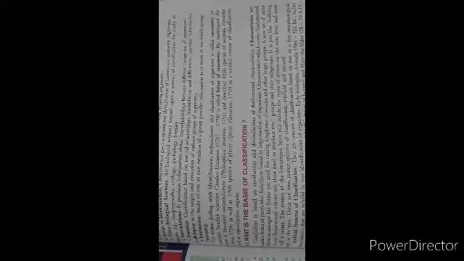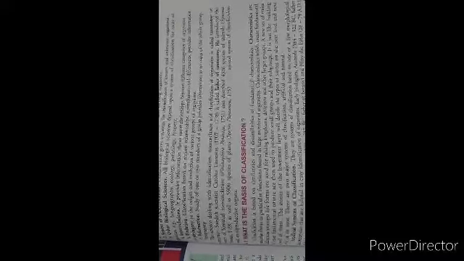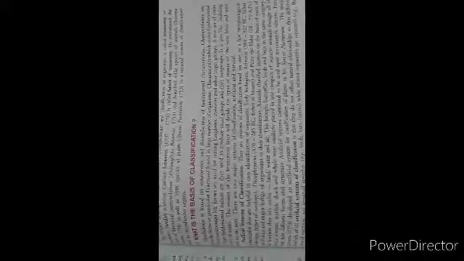Then we have taxonomy. It is a science which deals with identification, nomenclature and classification of organisms. Identification means to identify the organism. Nomenclature means to give names to the unnamed organisms, and classification means to divide or distribute the new organisms into groups and subgroups.